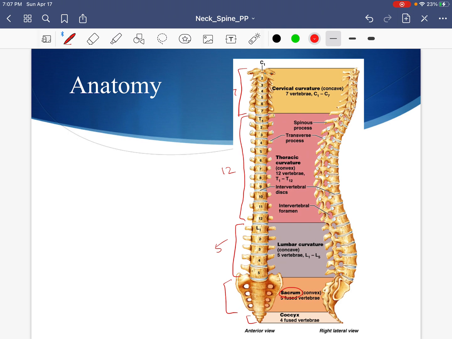The easy way to remember these numbers would be breakfast, lunch, and dinner. So you may have breakfast at 7 a.m., lunch at 12, and dinner at 5.